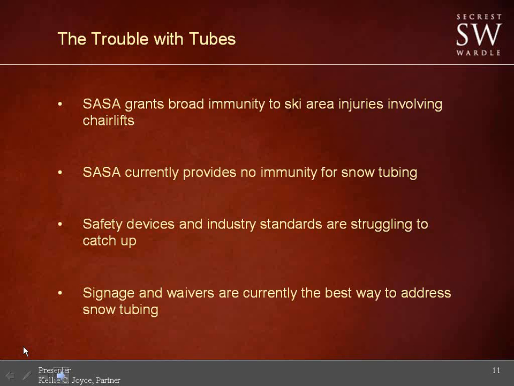So I've seen ski areas put up huge stop signs. They've put up signs saying slow down at the end. Some of them have even put a mat or some hay down at the end, or inflatable barriers, to help the tubers slow down. Your best option, though, in trying to protect yourself and make sure that you are set up to defend against any claims from tubers, would be signage and waivers. Those are my recommendation for the best way to protect a ski area from tubing injuries.